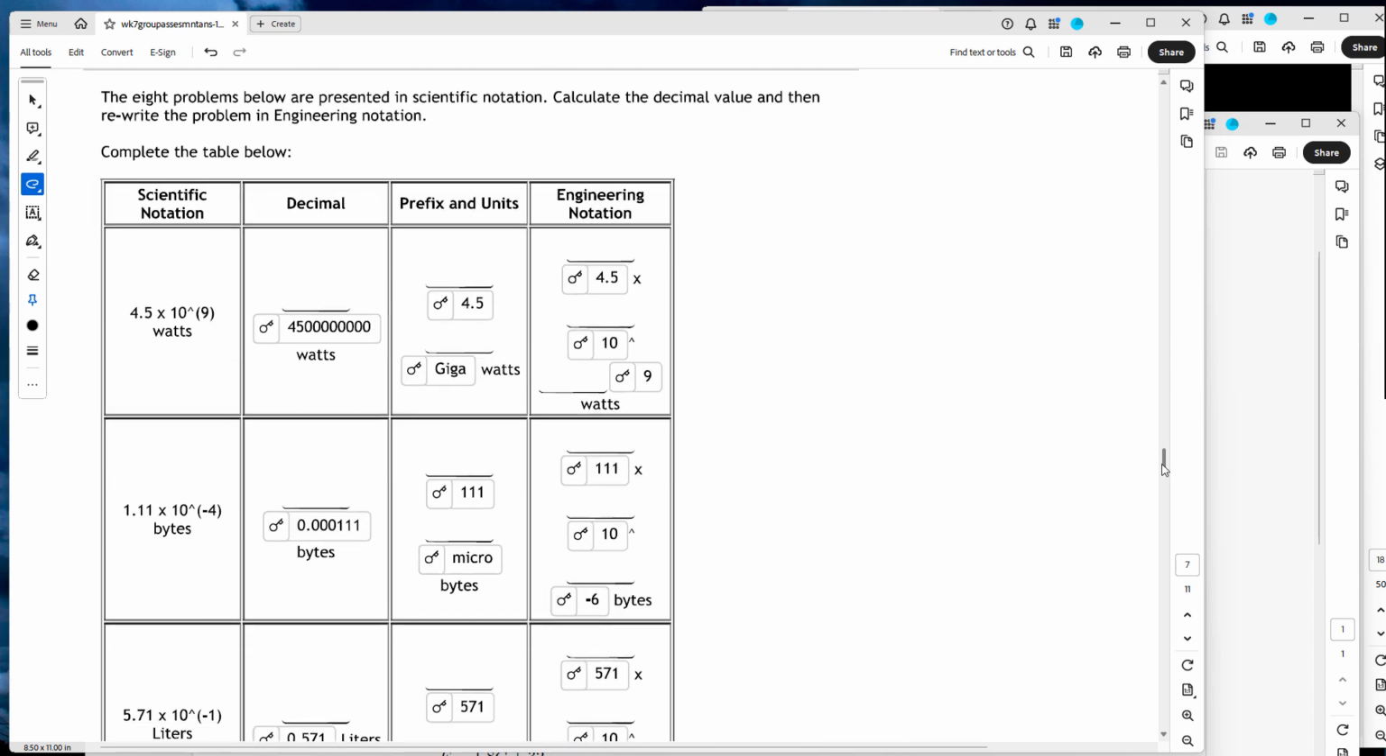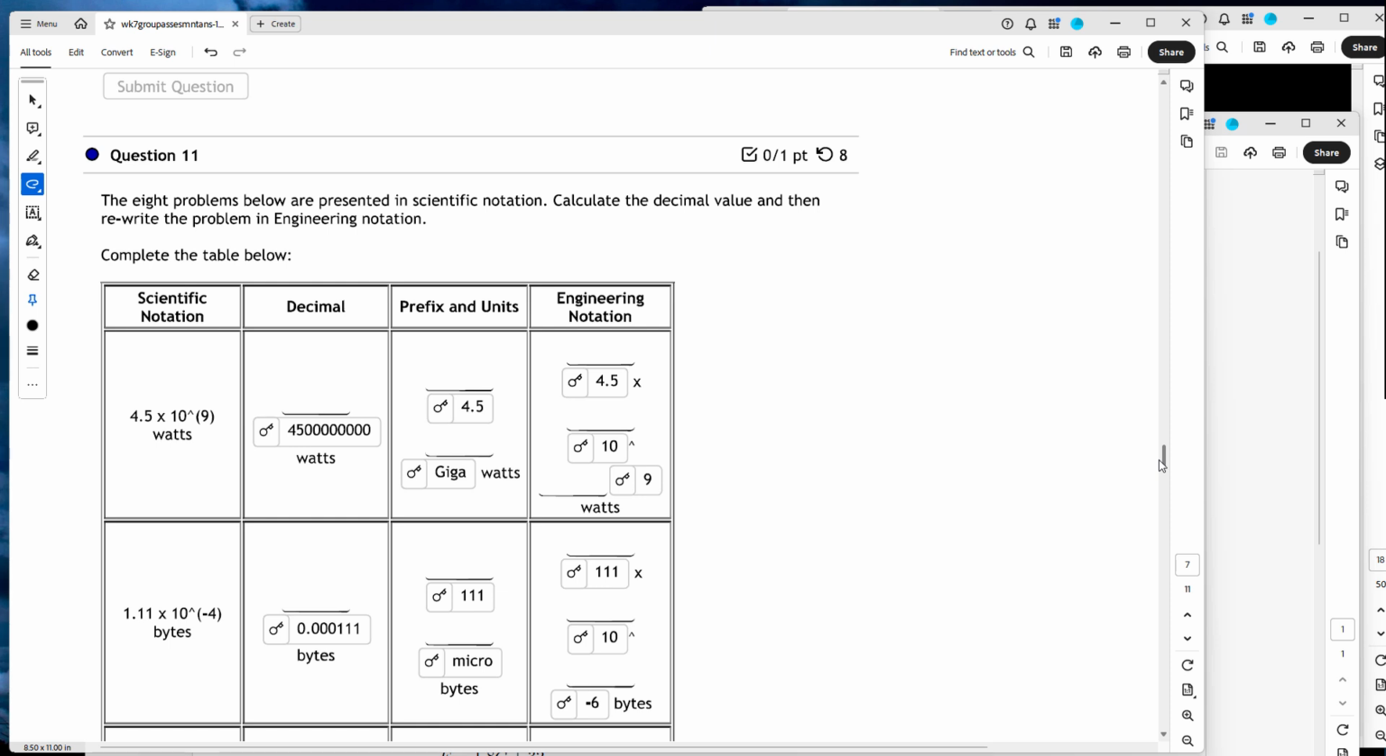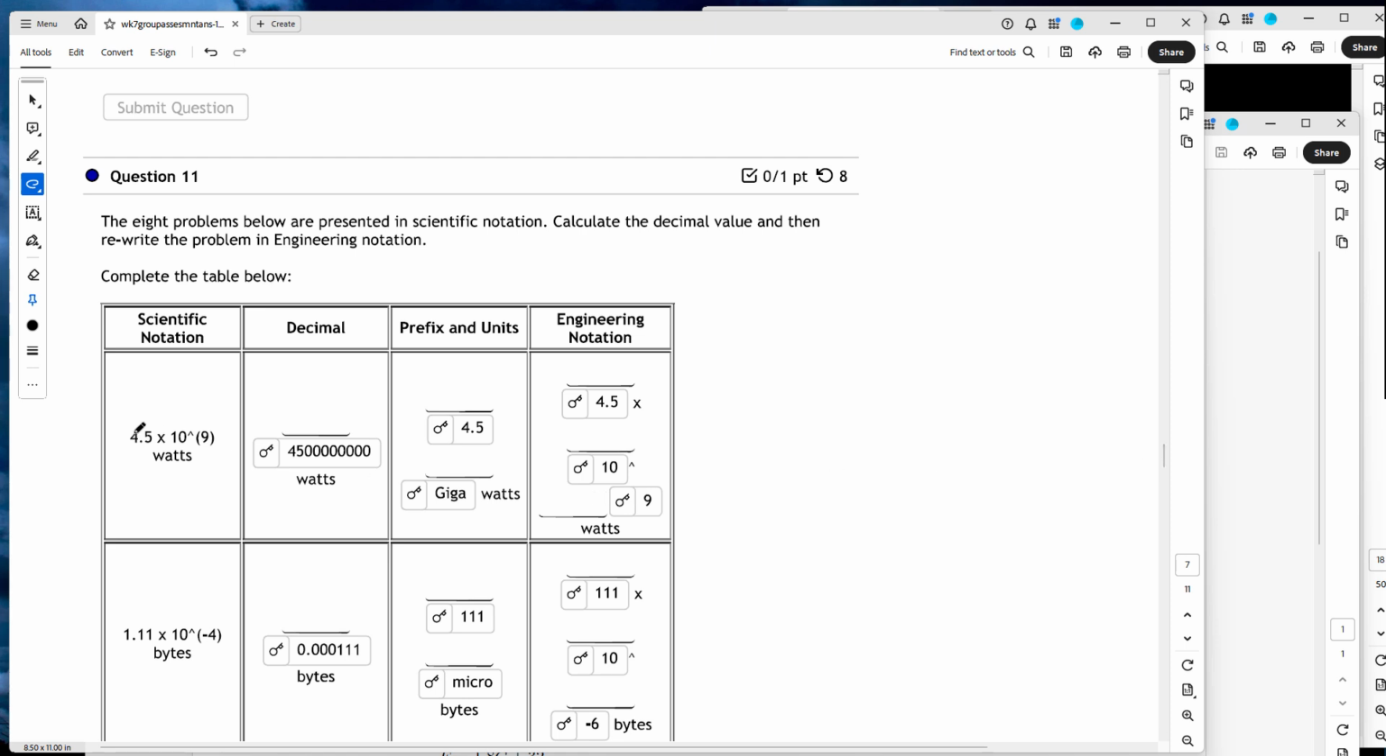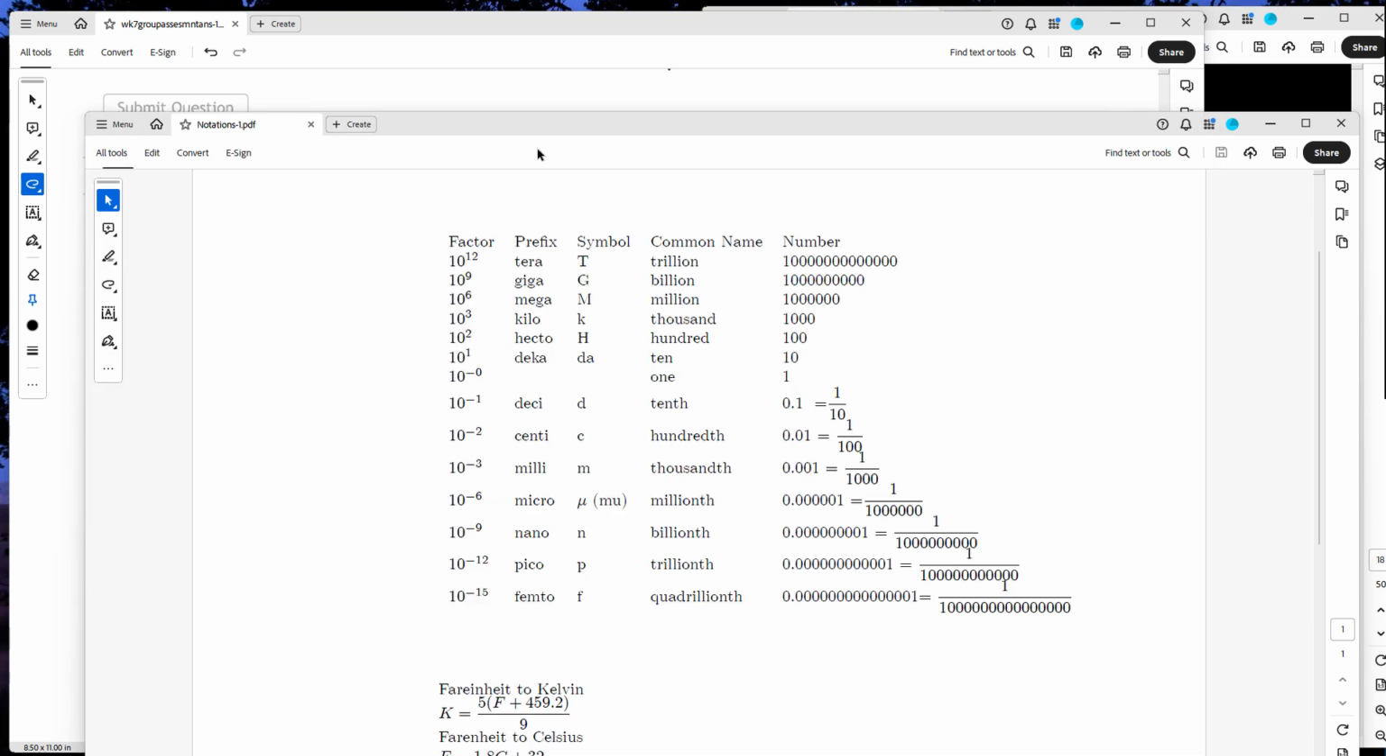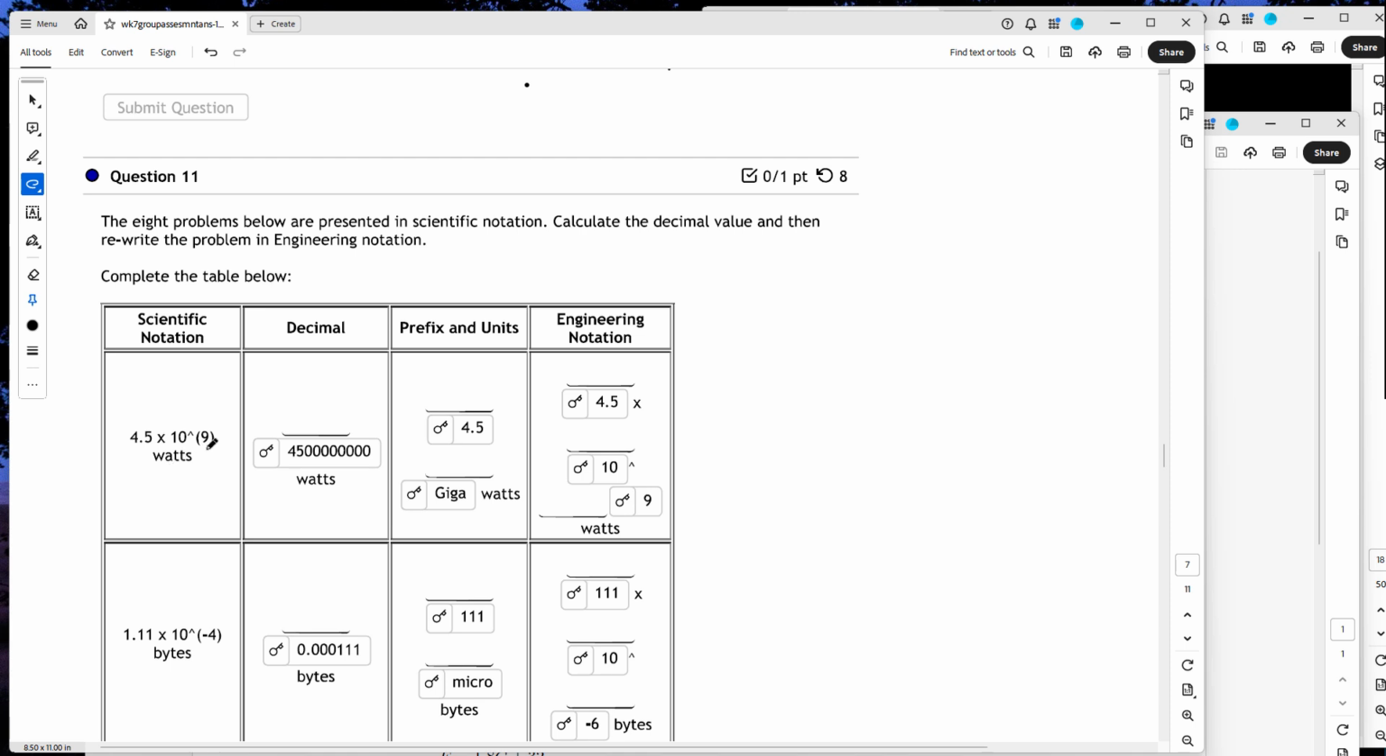Okay, so you give it scientific notation. The number of watts is there. The number of bytes. Now this one here, okay, what they give us. This first one here is already in engineering notation. It's in gigawatts. And this one here, you put in engineering notation.